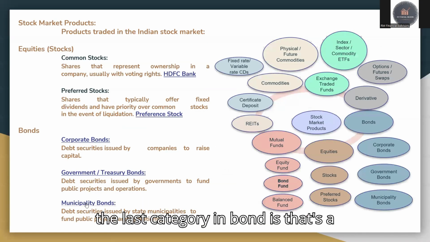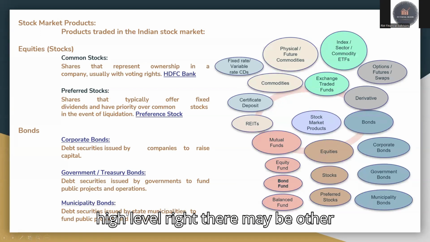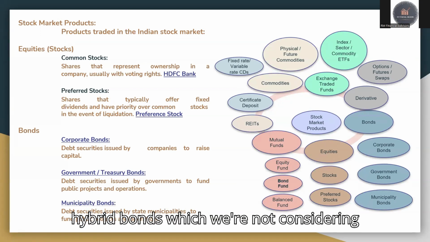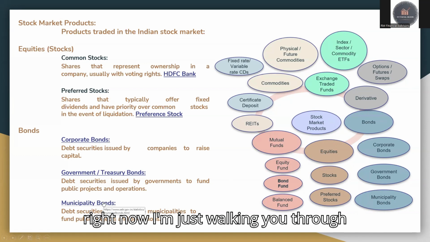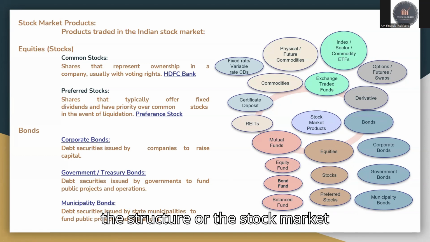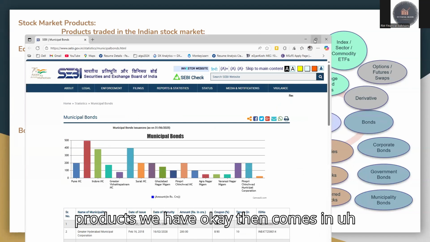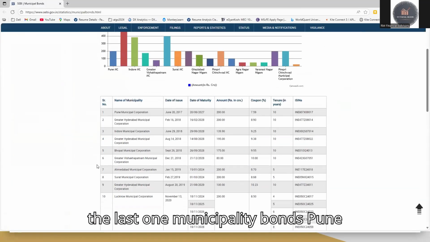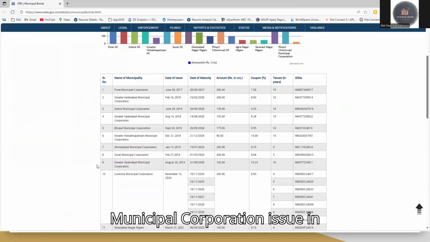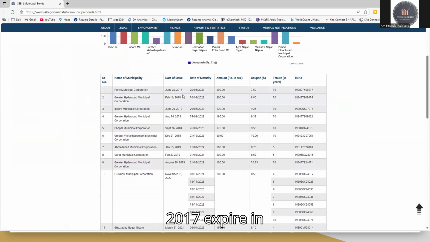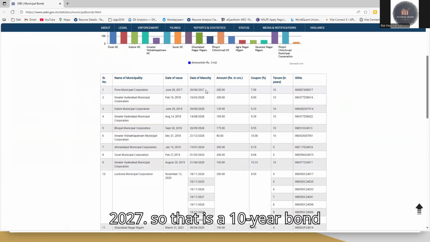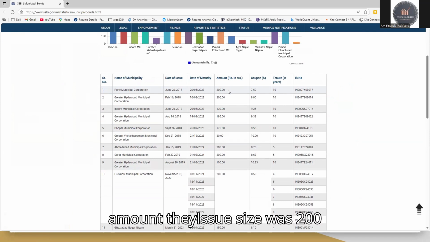And then the last category in bonds, at a high level, is municipality bonds. There may be other hybrid bonds which we're not considering right now. I'm just walking you through the structure of the stock market products we have. Pune Municipal Corporation issued in 2017, expires in 2027. So that is a 10-year bond. The issue size was 200 crores.